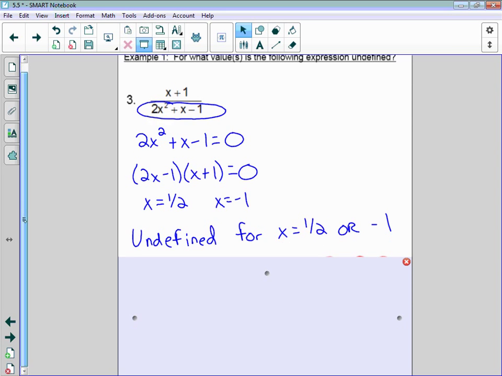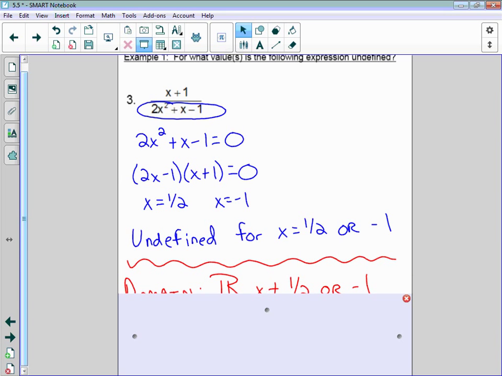Now, I want to point out that another way this question could be phrased is that we could just be asked for the domain of this expression. In terms of the domain, we are answering the question, what values can x be? Because we want to know where it is defined. A way for us to say that is all reals. So x can be all reals, but it cannot equal 1/2 or -1.